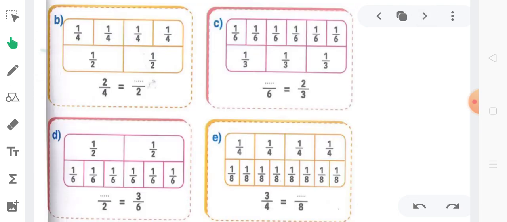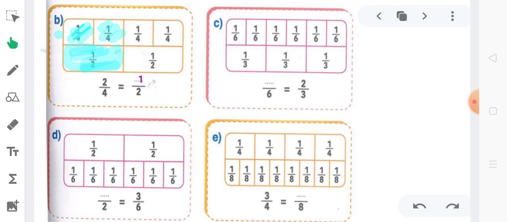Here we have, in the first example, 2/4. I need to know from this bar model the equivalent fraction. Okay, first we will color 2/4. Let's see here, I will color 2/4. See how many are equivalent to 2/4? It's a half. So a half is equivalent to 2/4. So I'm gonna write 1.